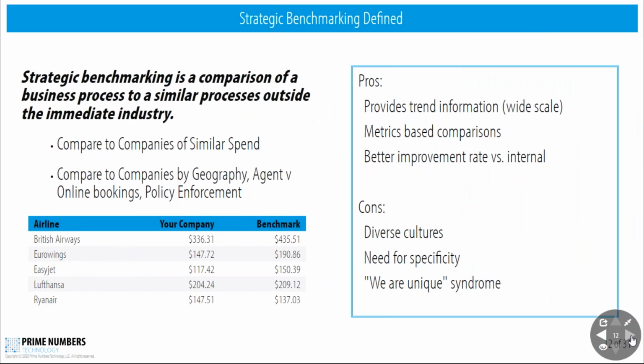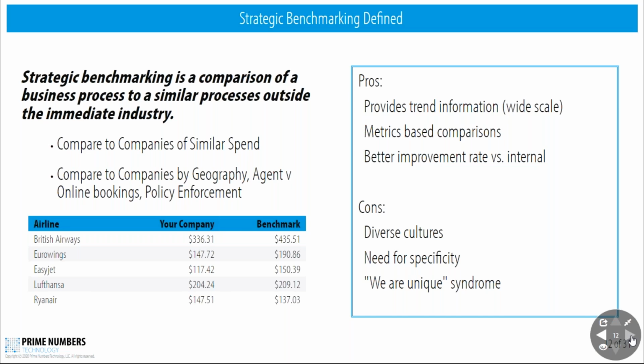So strategic benchmarking. Strategic benchmarking is a comparison of a business process to a similar process outside of the immediate industry, meaning you can look at companies of similar spend. You can look at companies by geography, by agent versus online bookings or policy enforcement within Prime. The example here is showing airlines, specific airline usage, my company versus the benchmark.